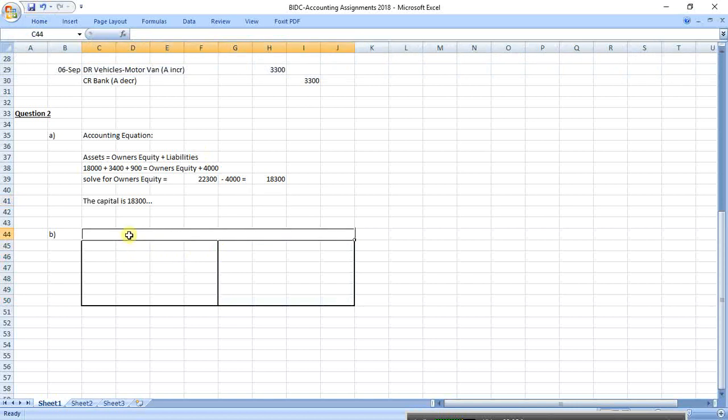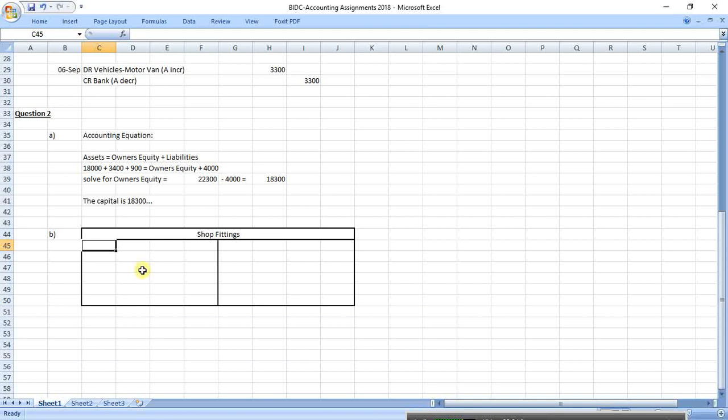So the first one would be what they've given you in the question, shop fittings. Because question 2 is a two-part question, the balances would be applicable to the transactions that take place afterwards. So the shop fittings, 18,000. What type of account is shop fittings? It's an asset. So where would you put the balance? Debit. Good. So what month do we have here?